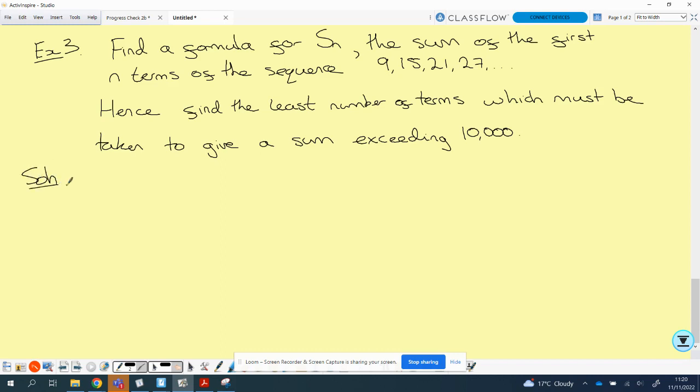So again, from the sequence 9, 15, 21 and 27, we can see that A here is 9. That's our first value. D is the difference. D is 6. Okay, we've got those two parts. Now we know what the sum formula looks like. So Sn equals n divided by 2 multiplied by 2 lots of A plus n minus 1 D.